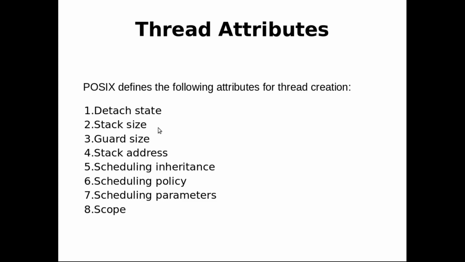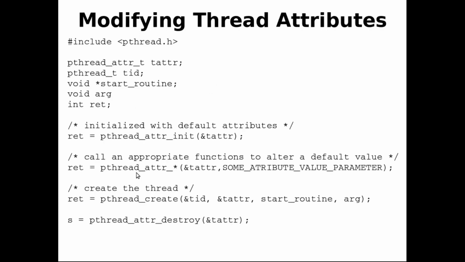Next we'll talk about the thread attributes. So in POSIX, these 8 thread attributes are defined. They are detach state, stack size, guard size, stack address, scheduling inheritance attribute, scheduling policy attribute, scheduling parameters attribute, and scope attribute. Let us first see how to modify the attributes.